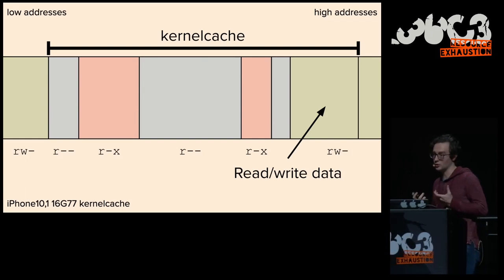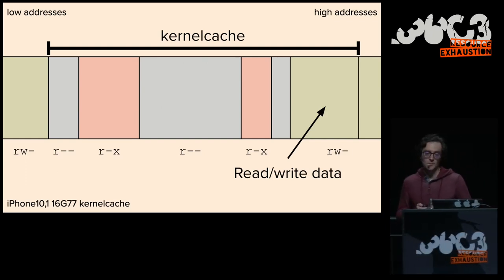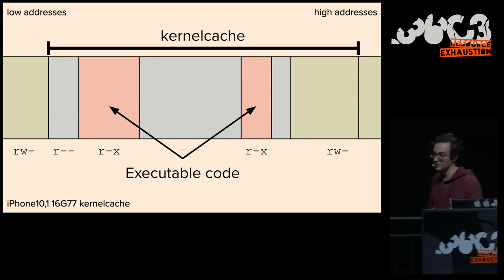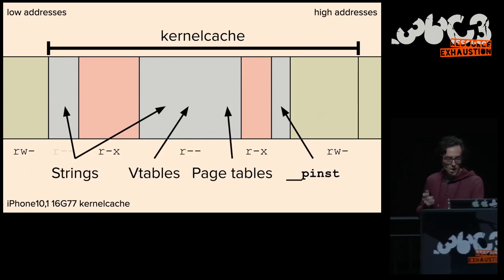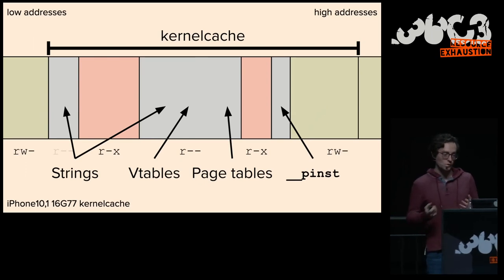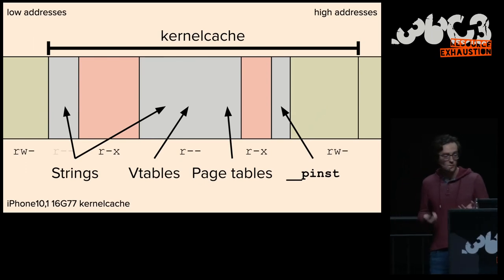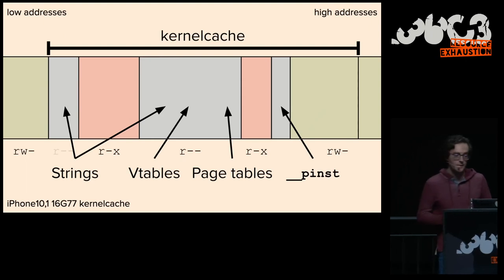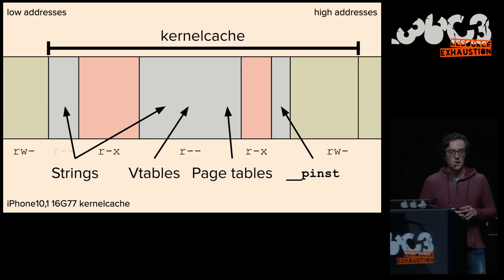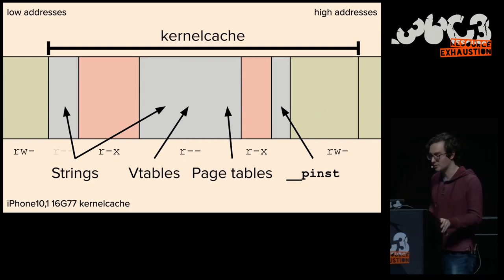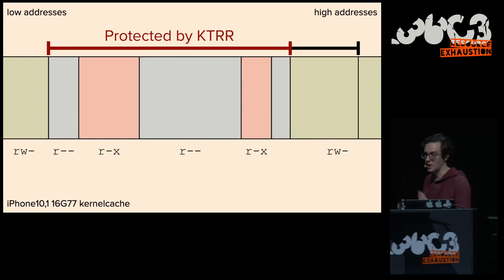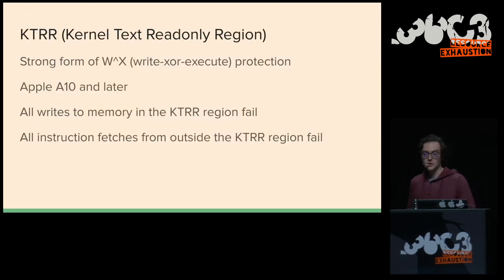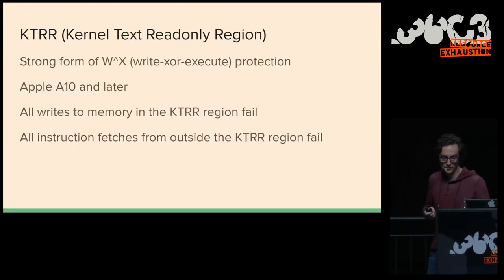So there is some data in your kernel which does need to be writable. But there's also a bunch of data which really does not need to be writable. The most prominent example is the executable code. Clearly, we don't want that to be changeable. But there's also a bunch of other pieces of data which are worth protecting. For example, you have strings, maybe format strings, virtual method tables, the page tables that are mapping the kernel cache itself into memory. All of these additional pieces of data, Apple would really like to have them be protected and not modifiable. And that's what KTRR does. It's going to lock down all of this data that we want to be read-only as the defenders. So as far as we know, KTRR stands for Kernel Text Read-Only Region.